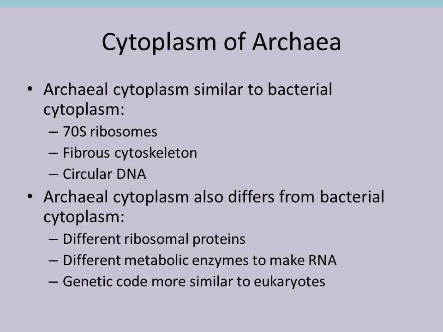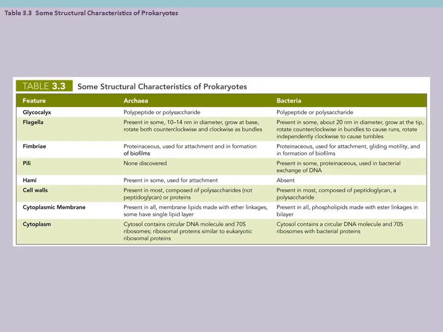Some of the differences between the archaea and the bacteria, besides the cell wall, are in the cytoplasm. Although they do have the 70S ribosomes, they do have some additional ribosomal proteins. They have some different enzymes that they use to make their RNA. Their genetic code is more closely similar to that of the eukaryotes. So this is a nice summary table showing the differences between the archaea and the bacteria. Remember, both of these are prokaryotes.